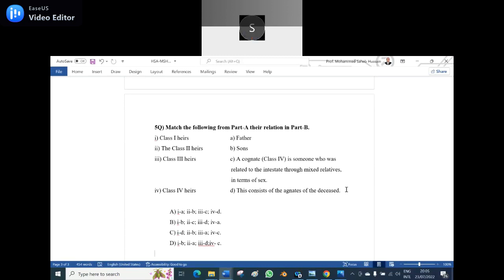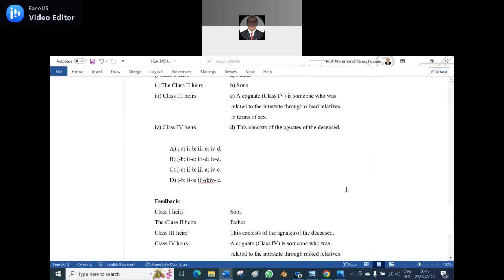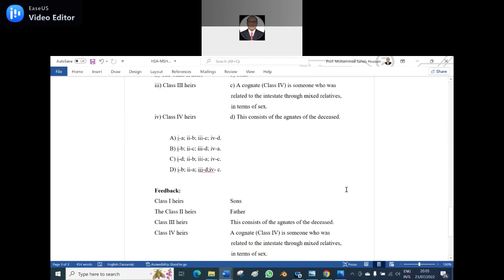Option D, sir. Yes. So when you see the feedback, class 1 heirs, sons will come. Class 2 heirs, father will come. Class 3 heirs consist of the agnates of the deceased. As far as class 4 heirs are concerned, a cognate is someone who is related to the intestate through mixed relatives in terms of sex.